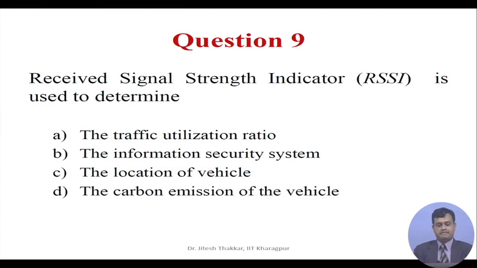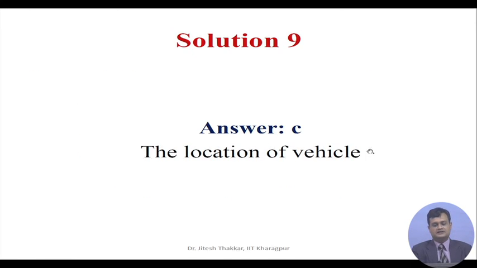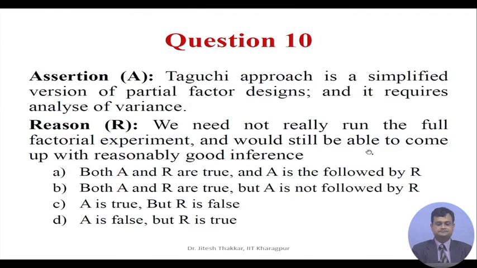Question 9. Received signal strength indicator is used to determine. So, if you have gone through the lectures carefully, this term was coined, and there are 4 options: A, the traffic utilization ratio, B, the information security system, C, the location of vehicle, and D, the carbon emission of the vehicle. The correct answer is C, location of vehicle.